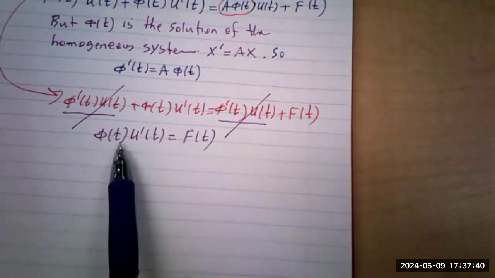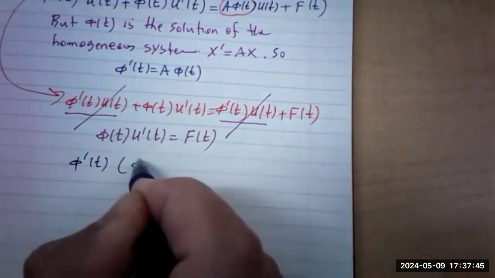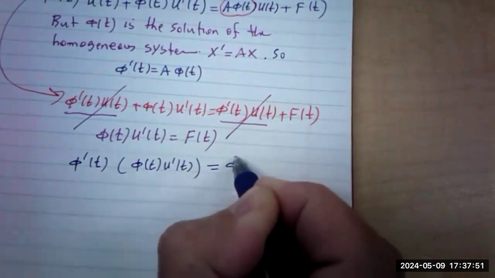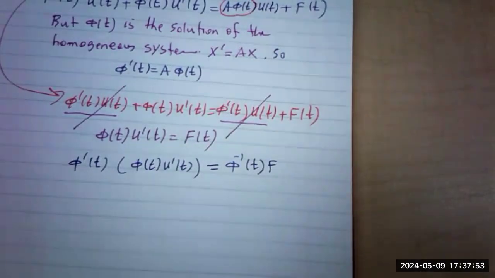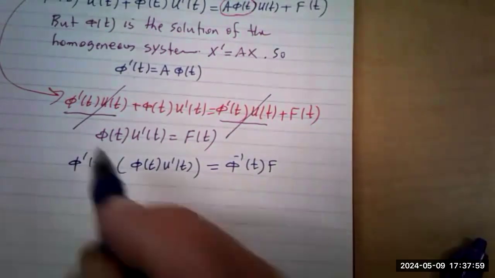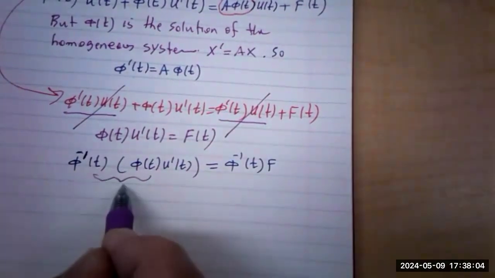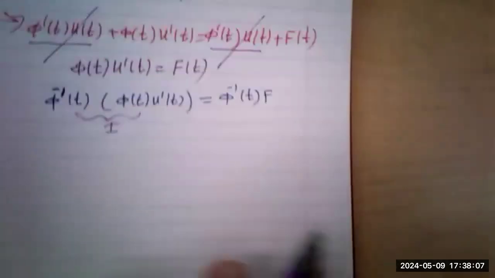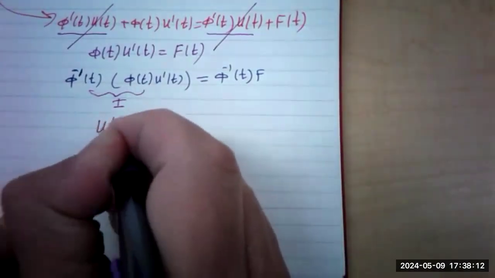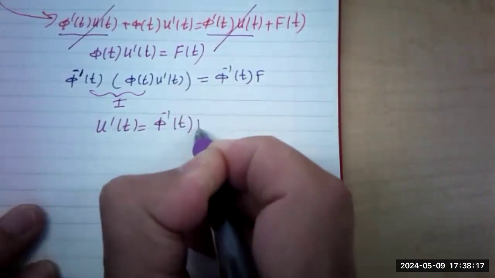This is where you need that inverse. So multiply by phi inverse, that's phi to the -1. You know that these two are going to give you I, the identity. So you multiply by u prime, and that gives you u prime of t is equal to phi inverse of t times f of t.